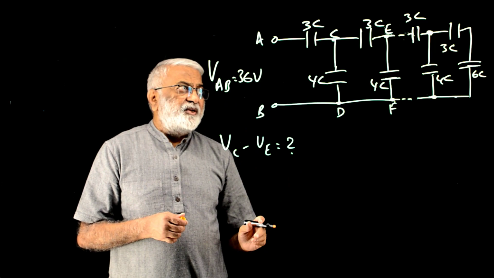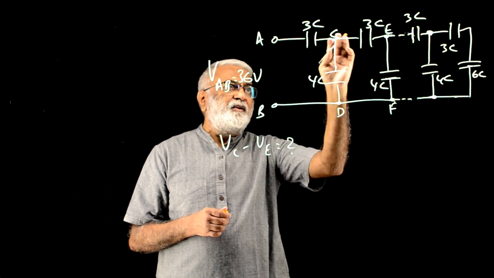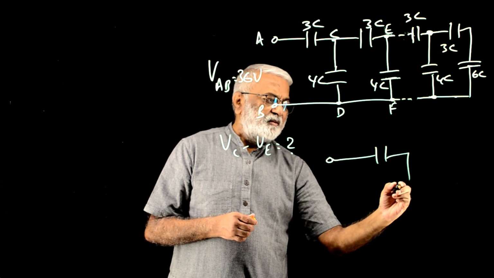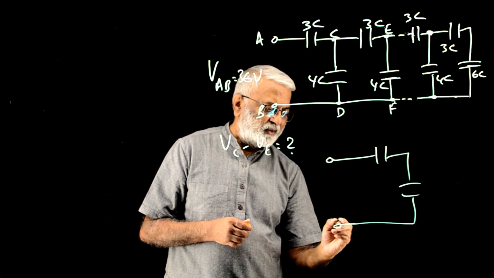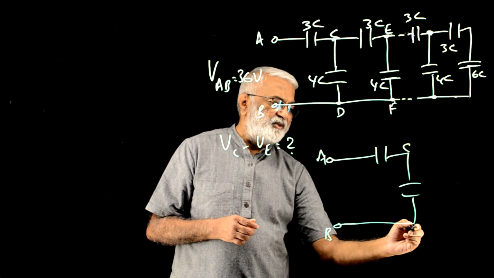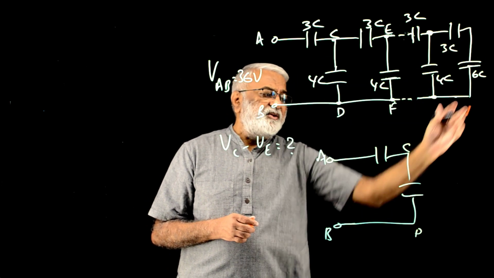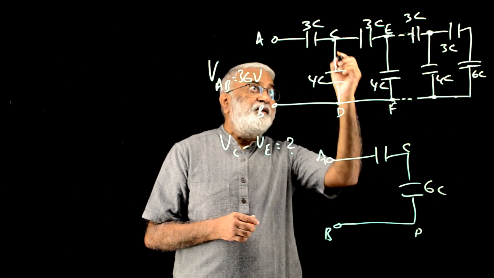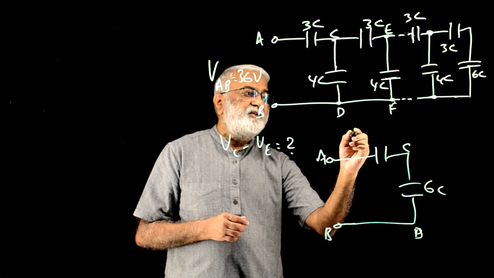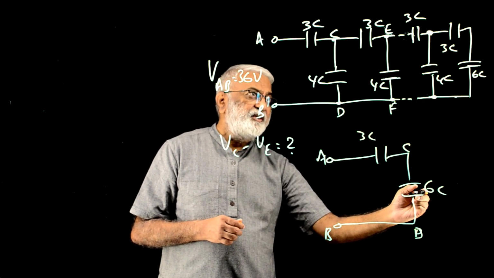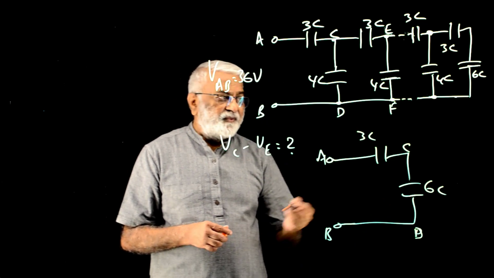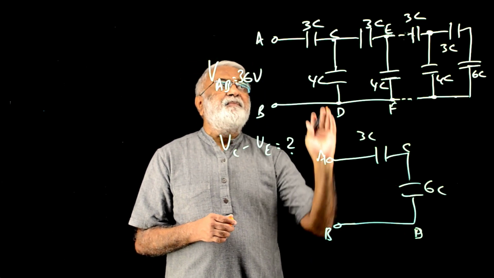You could do this by replacing all this up till here by 6C, so you'll have something like this. This is A, this is B, we have C here, this is D. Replace all these capacitors by a single capacitor 6C. The junctions C and D are in the original circuit and the equivalent circuit here, right? And this is 3C. This 6C is the equivalent capacitor for all these capacitors. So if you find the potential between C and D here, you can take that back to the original circuit.